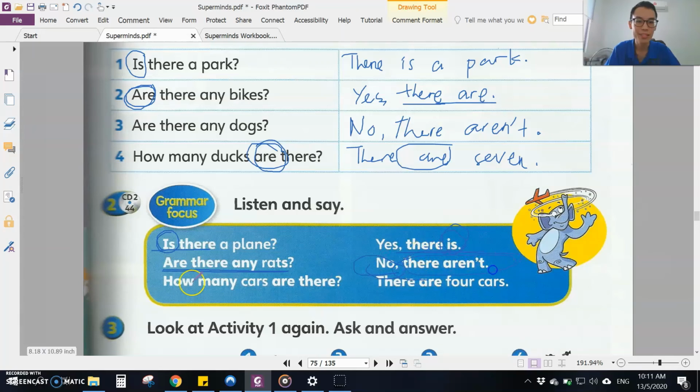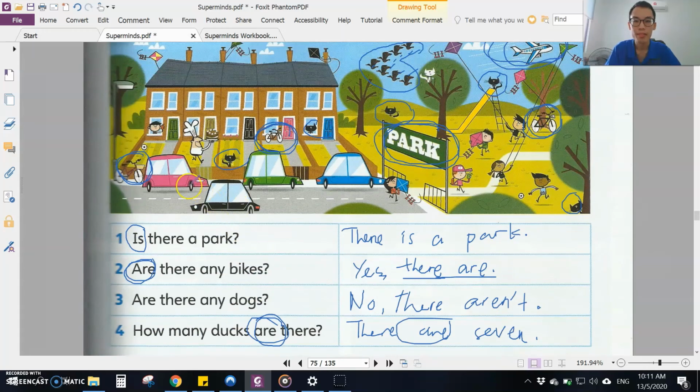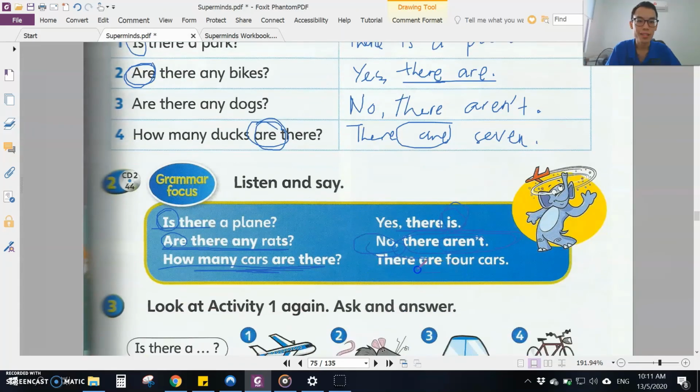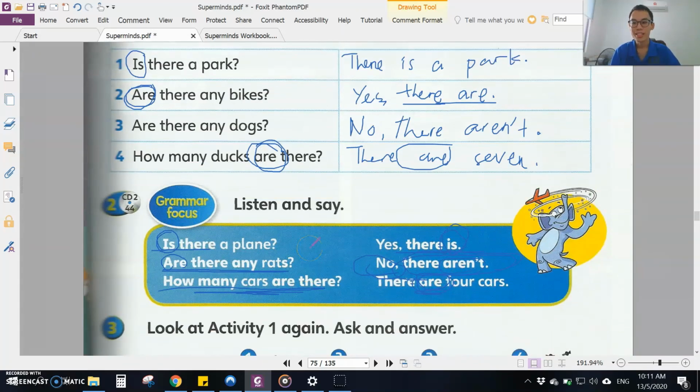Can you see the word aren't? Aren't means are not. How many cars are there? 1, 2, 3, 4. So there are 4 cars. Okay, all right.